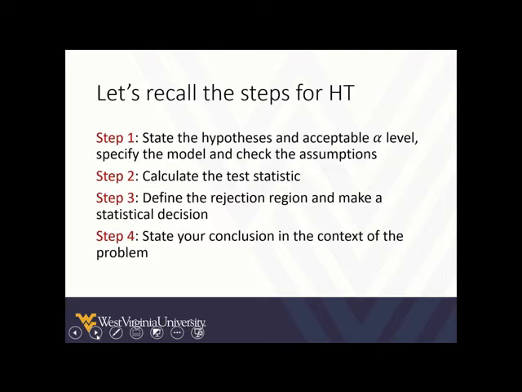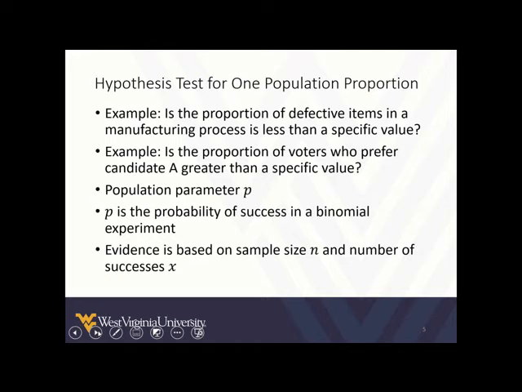So to begin, let's recall the four-step process of hypothesis testing. In Step 1, we state the hypothesis, an acceptable alpha level, specify the model, and check the assumptions. Step 2, we calculate the test statistic. Step 3, we define the rejection region and make a statistical decision. Step 4, we state our conclusion in the context of the problem.